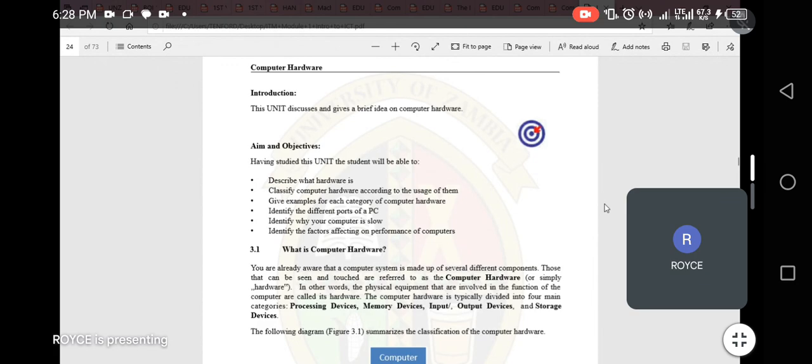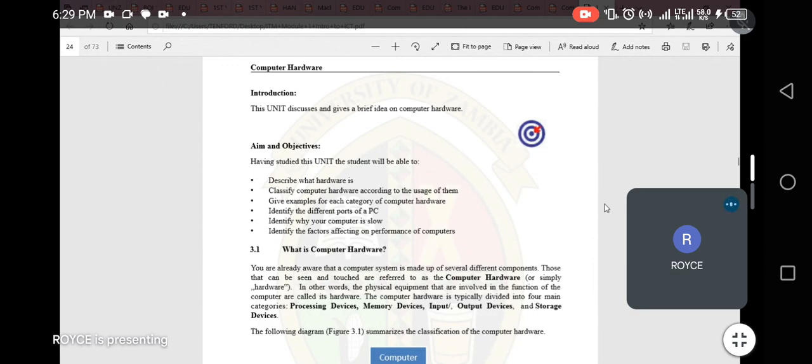I've mentioned that computer hardware is all the physical or tangible parts that we're able to touch, and it's divided into four main parts or categories. The first one being processing devices, the second one memory devices, the third one input and output, and the last one storage devices.